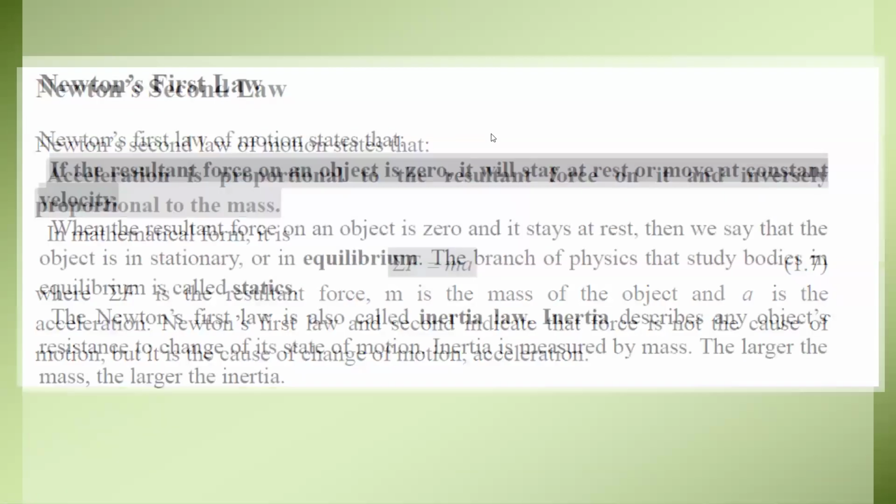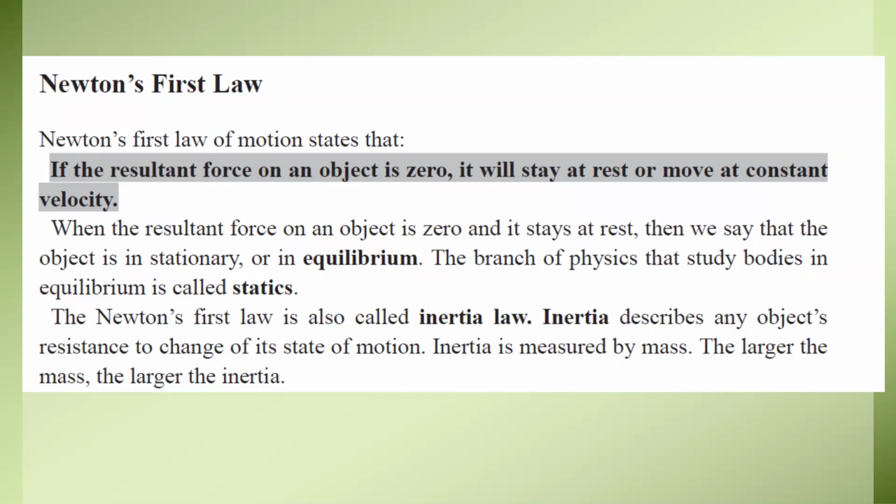According to Newton's first law, if an object is at rest, it remains at rest, or if an object is moving at a constant speed, it will continue to move at a constant speed until an unbalanced force acts on it. That's Newton's first law.